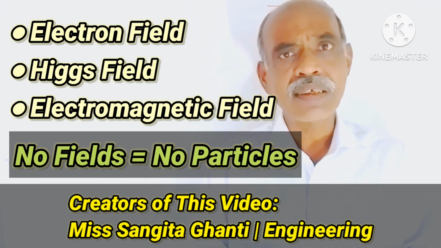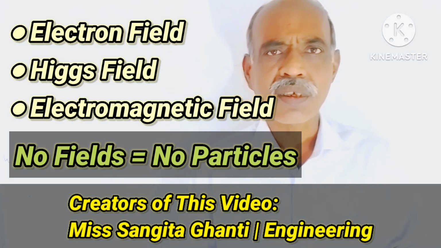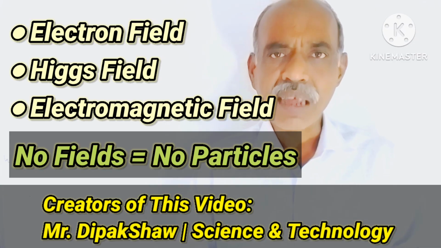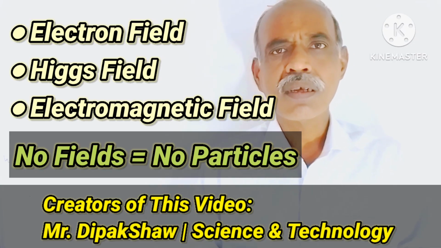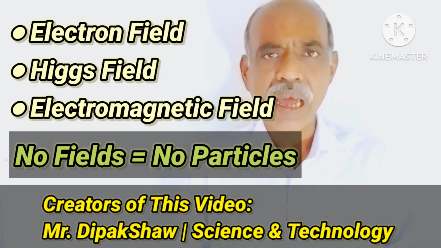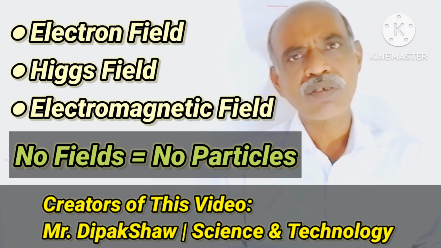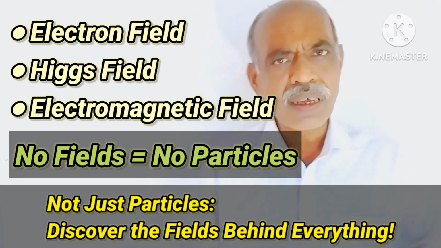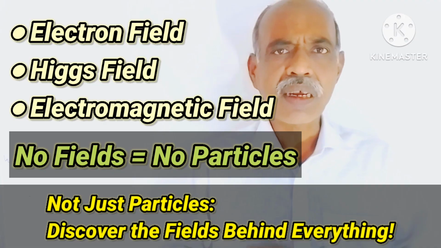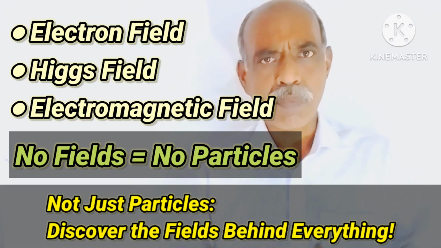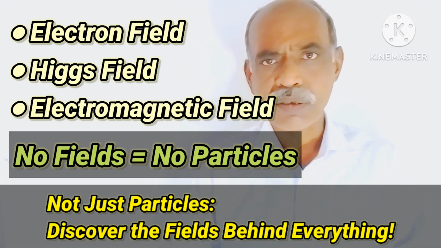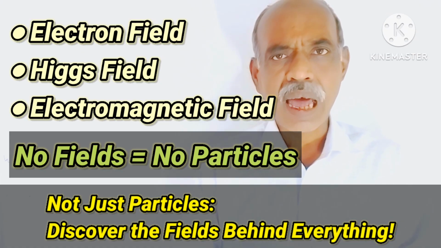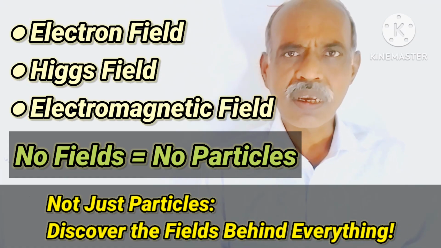Again, the fields interact with each other. Different fields interact with each other. The electromagnetic field interacts with the electron field, and that's why light can exert pressure or force on electrons. Light means photon particles, and that is due to the presence of electromagnetic fields. So when electromagnetic fields interact with electron fields, this thing happens: light can exert force on electrons.